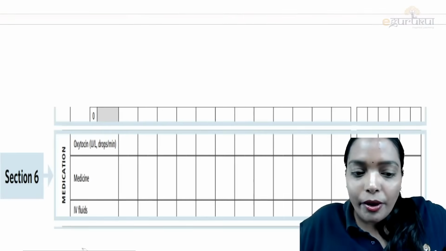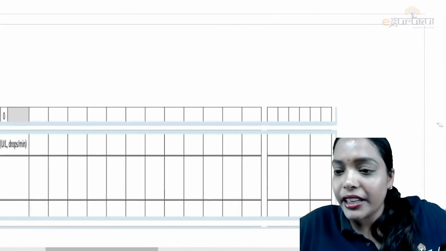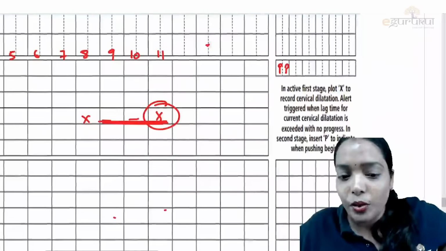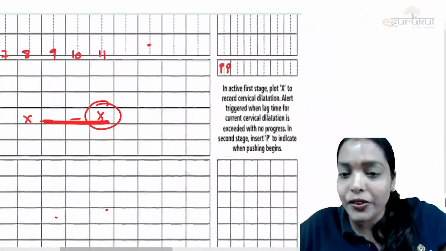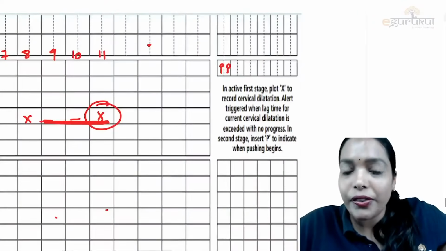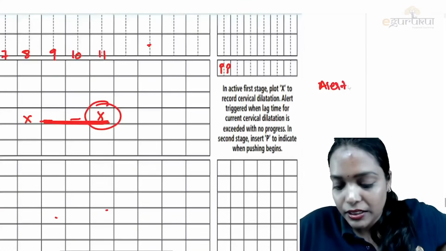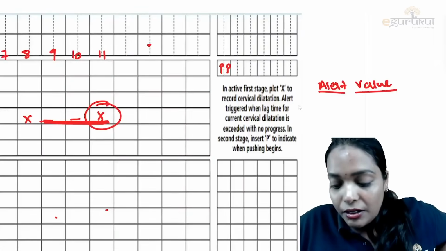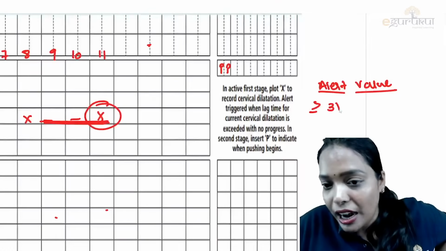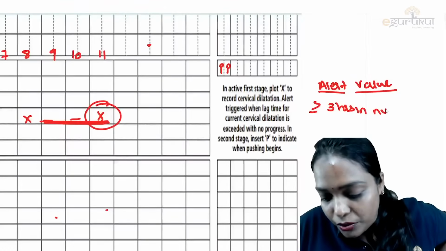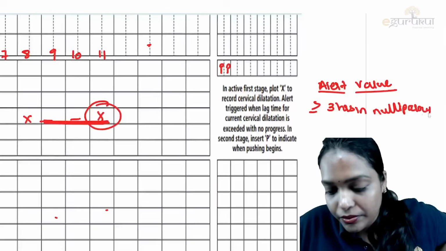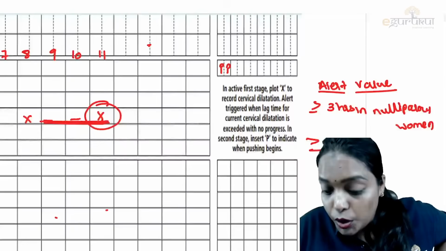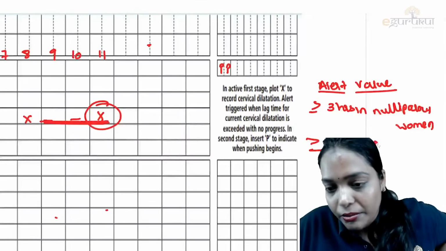And one more important point. We have discussed the first stage. For the first stage, I have told you the alert. Now, what about the alert for the second stage of labor? The alert value for the second stage of labor is when it lasts more than or equal to 3 hours in a nulliparous woman, and more than or equal to 2 hours in a multiparous woman.